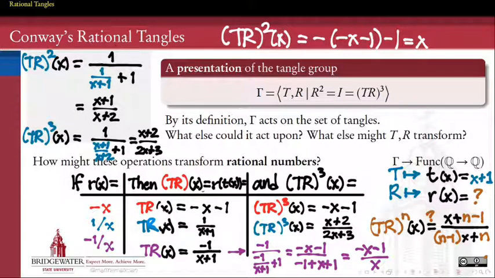TR squared, yes. TR squared. And then if I hit this with TR one more time, I'm going to get minus 1 over that thing plus 1, minus x minus 1 over x. Multiply that through by x on the top and the bottom. We have minus x up here, minus x minus 1 plus x on the bottom. And yeah, negative x over negative 1, that gives me x.